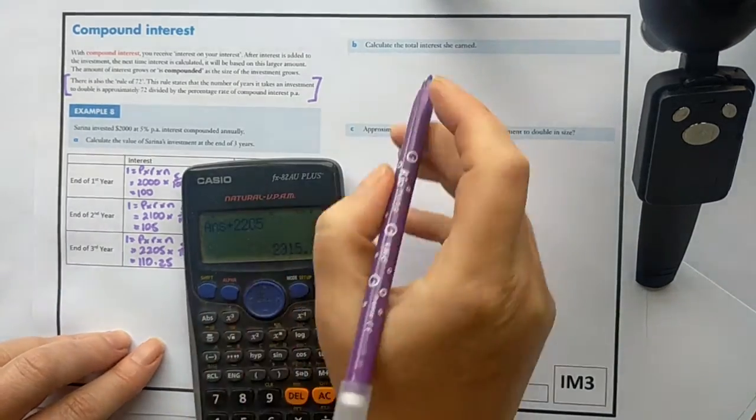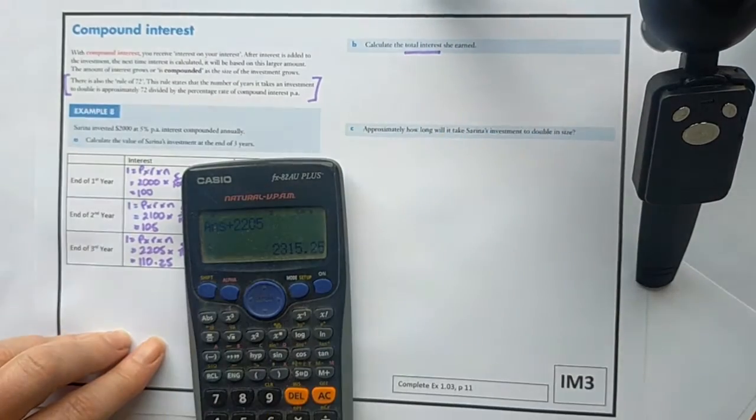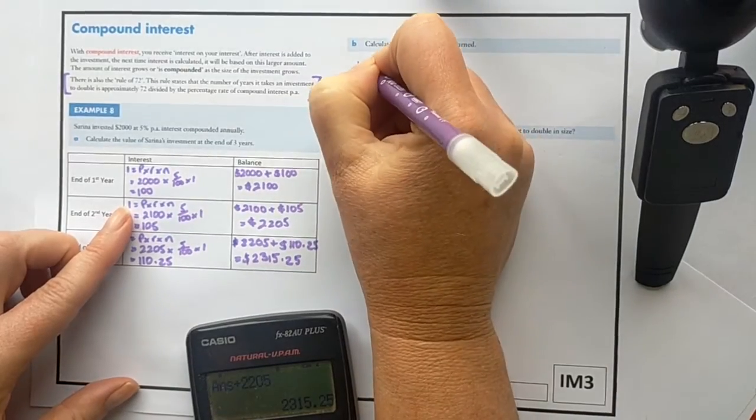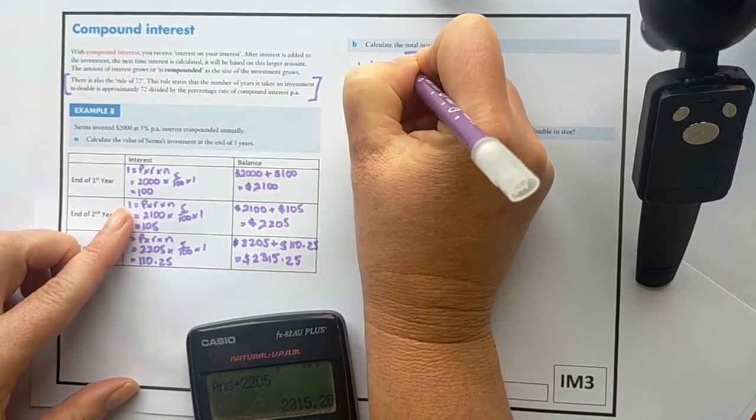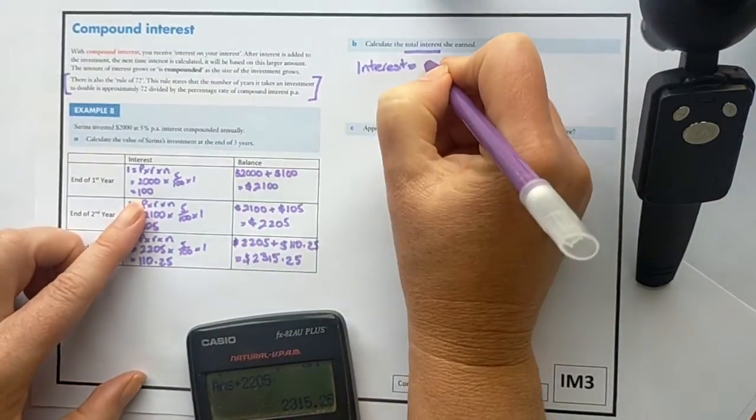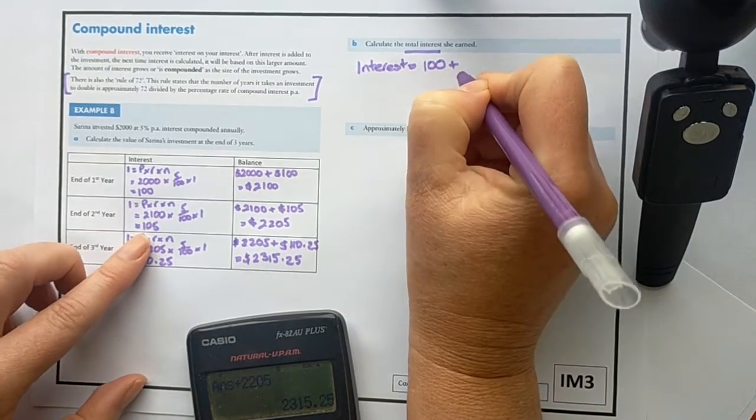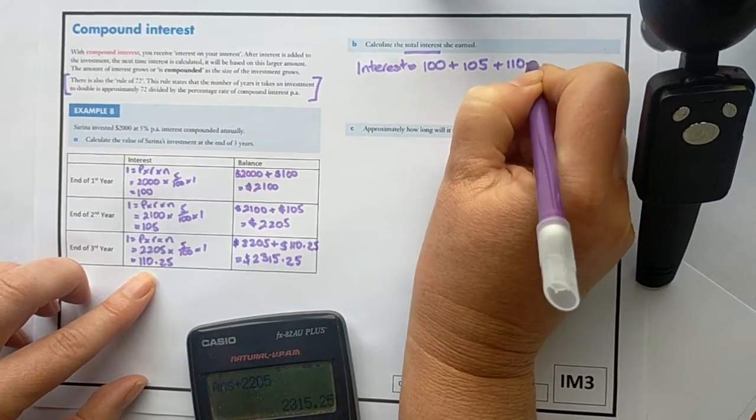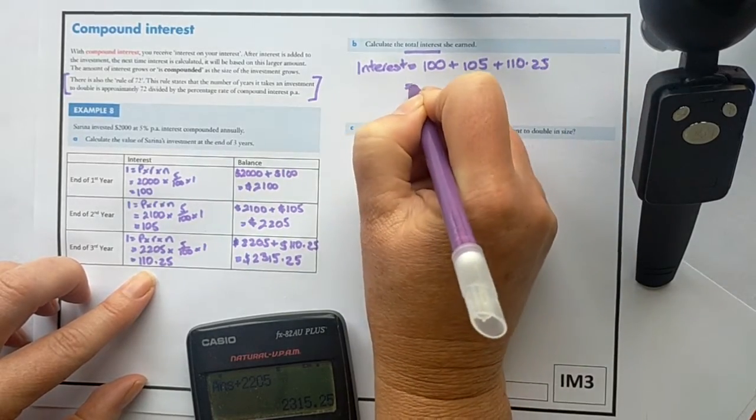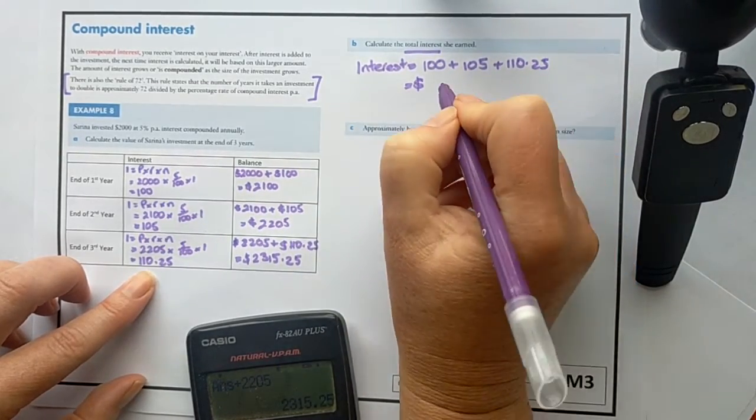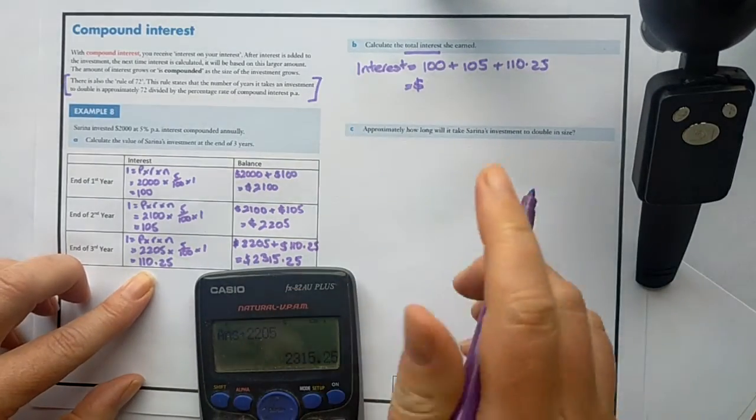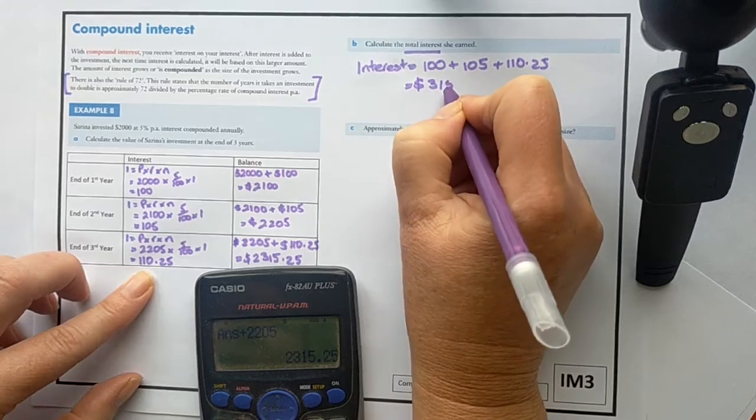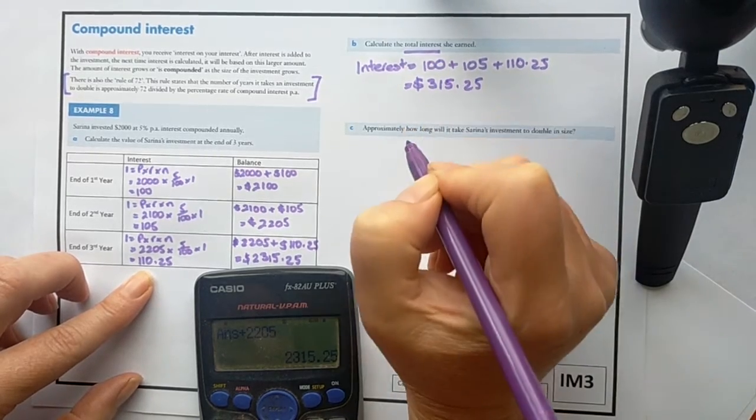Part B says calculate the total interest that she earned. So interest. She earned $100 the first year, plus $105 the next year, plus $110.25 the last year. So she earned, if you add that up, $315.25.